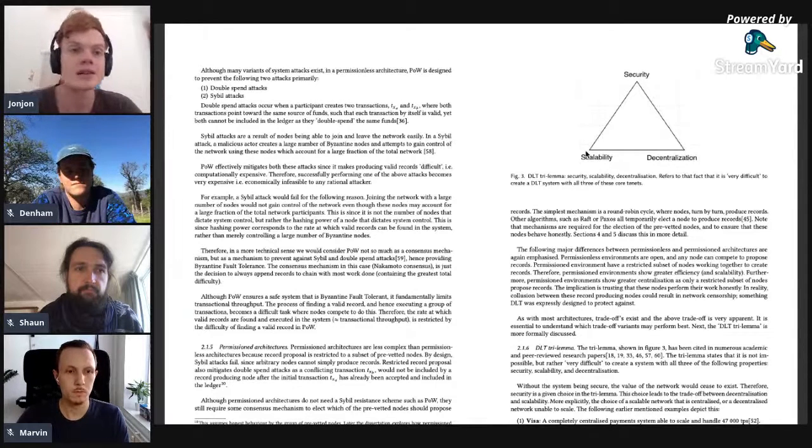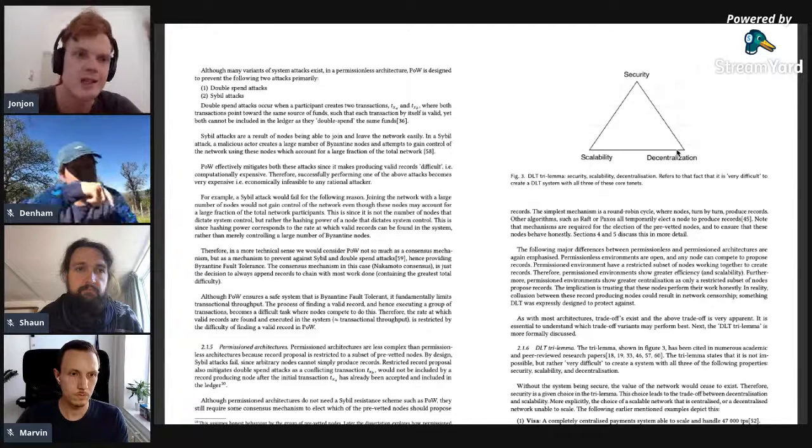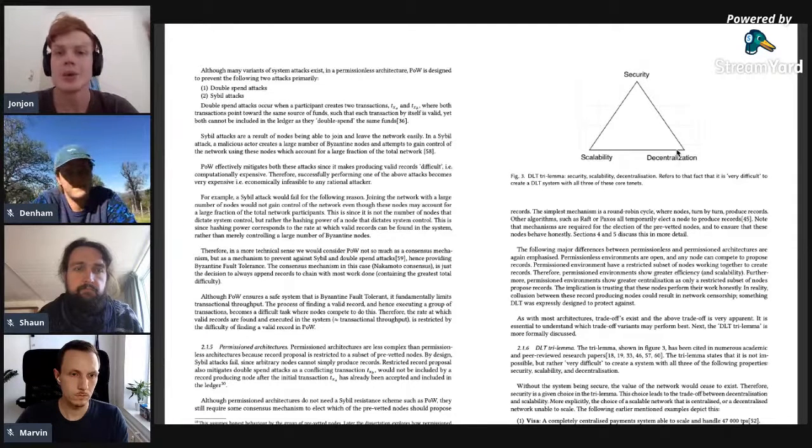And basically, EOS makes this trade-off. They lean more toward scalability and security, and they're arguably less decentralized because they use something called DPOS. So we'll first go back to Ethereum and proof of work.